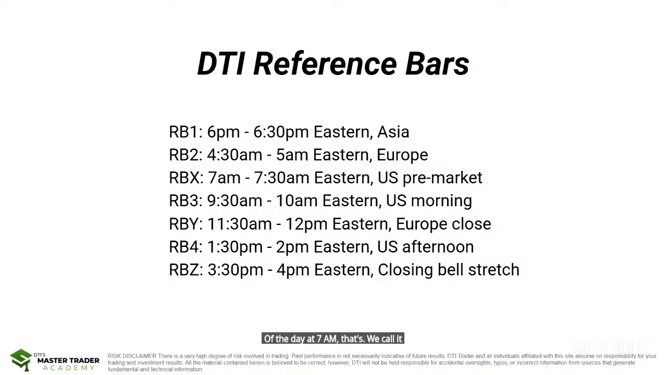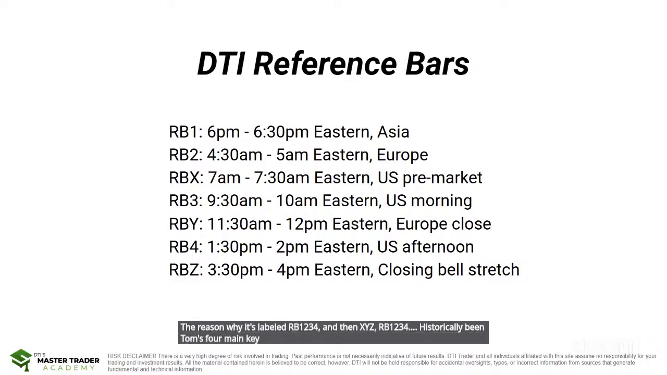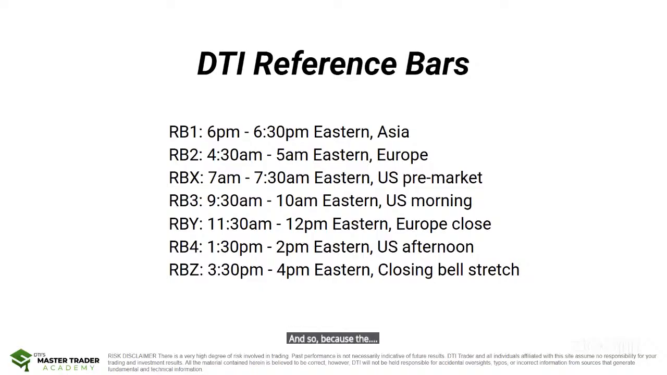We call it RBX. The reason it's labeled RB1, 2, 3, 4, and then X, Y, Z is that RB1, 2, 3, 4 have historically been Tom's 4 main key reference bars. Over the years, he's added more, and because the additional ones fit in between the original ones, we couldn't name them a number. We gave them X, Y, Z. That's why you see the pattern RB1, 2, X, 3, Y, 4, Z. But they all fall at key times during the day. The next key time after RBX is the cash open in the US, which is 9:30 Eastern time. We call that RB3.